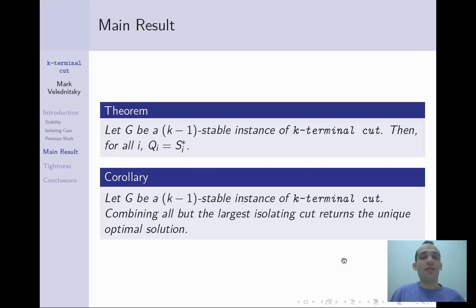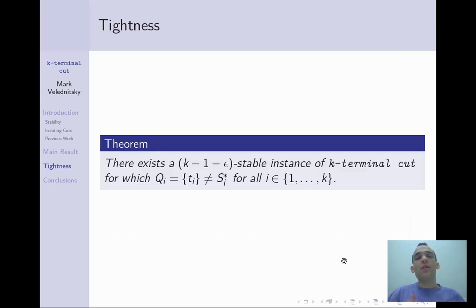The answer is no. The other result we show is that there exists a k-1 minus epsilon stable instance of the k-terminal cut problem where not only are the source sets of the isolating cuts not equal to the source sets of the optimal cut, but in fact the source set literally just equals the terminal itself. So the optimal isolating cut is just to remove all the edges adjacent to the terminal, so we get no information whatsoever about the optimal source sets.